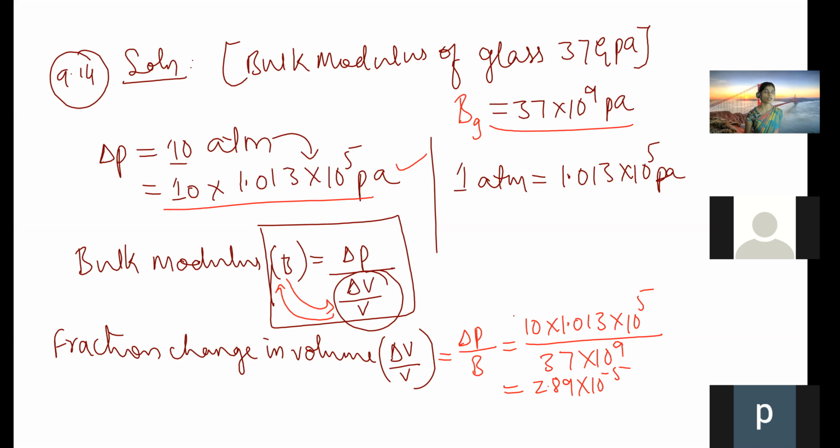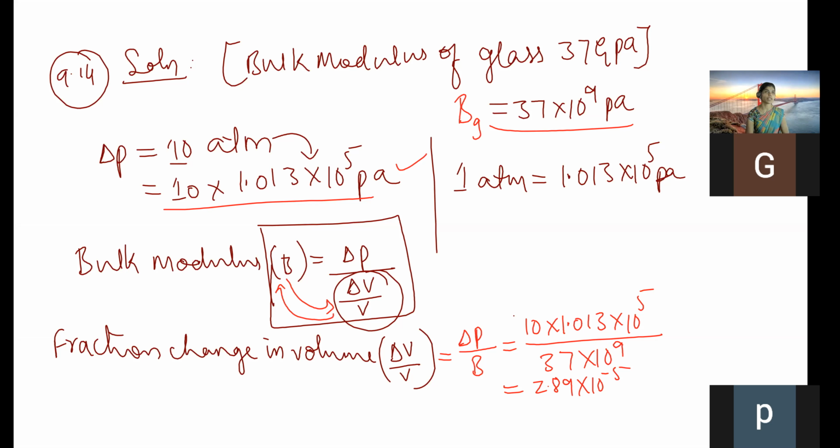Then the bulk modulus formula we know, that is B is equal to delta P divided by delta V by V. So by using that formula, we get the fractional change in volume, delta V by V. So fractional change in volume is given by the formula delta V by V is equal to delta P divided by B. We have just modified it. So next substitute all the values. So delta P value and bulk modulus are substituted, and after simplification we got 2.89 into 10 to the power of minus 5. So check by using your calculator whether that much of answer you will get or not.